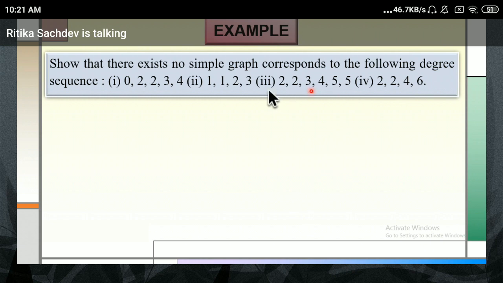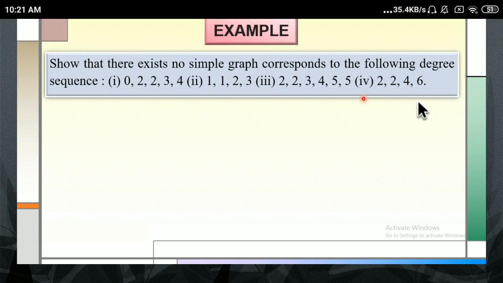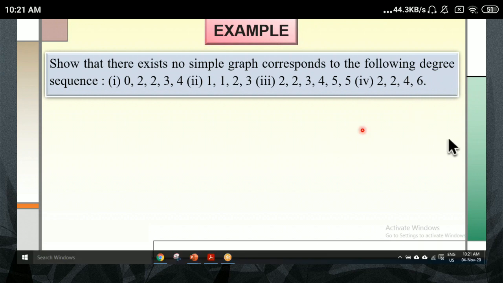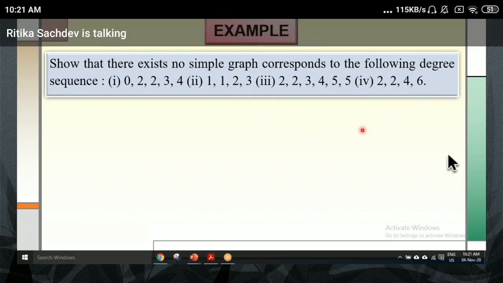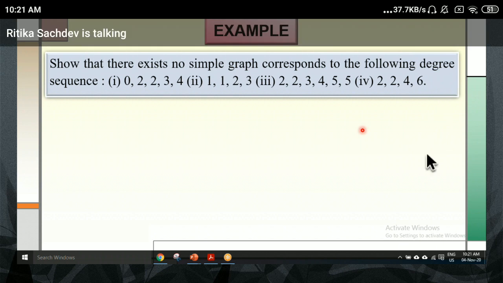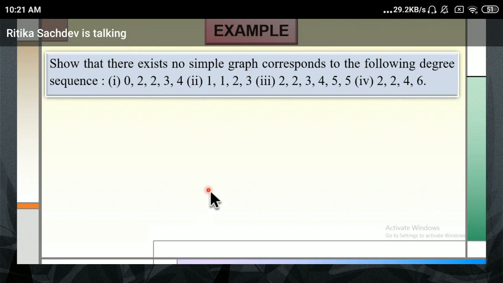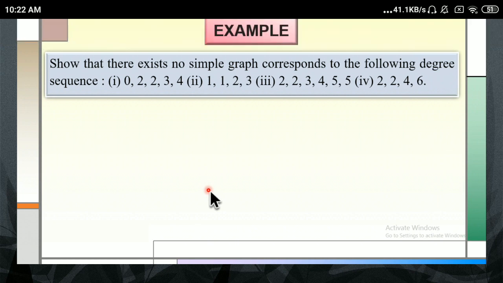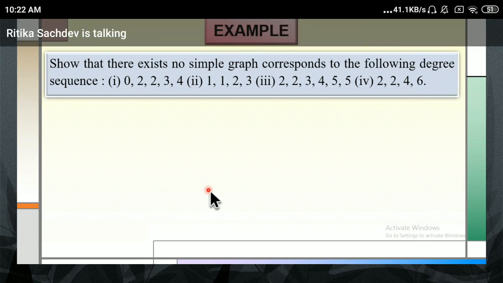Sri Lakshmi is saying a simple graph exists for the first one. I am saying it does not exist. Now think, with whom do you want to go? With Sri Lakshmi or me? Sri Lakshmi and Harsh say does not exist. Now I say it exists. Now see with whom you want to go.